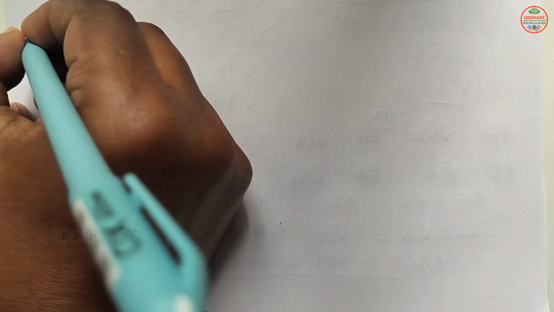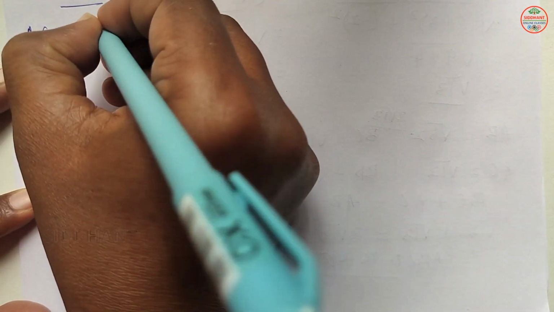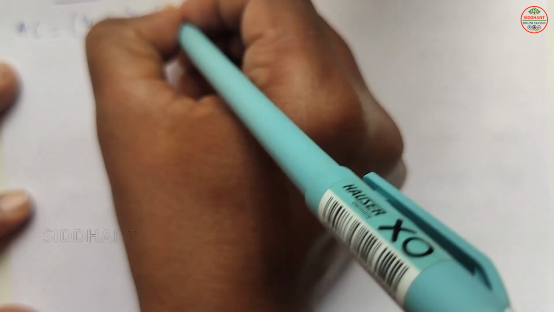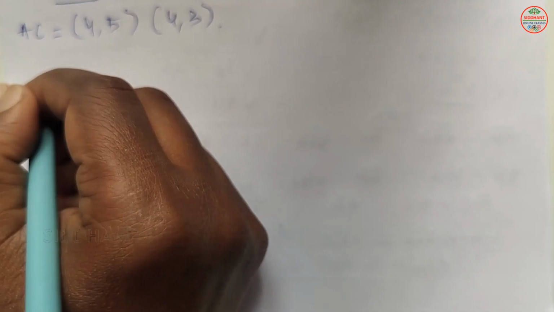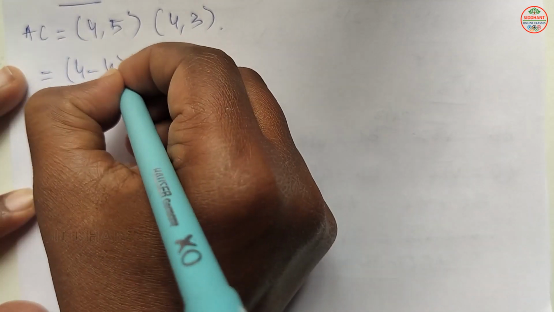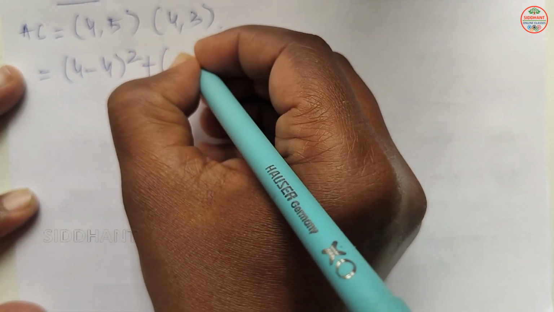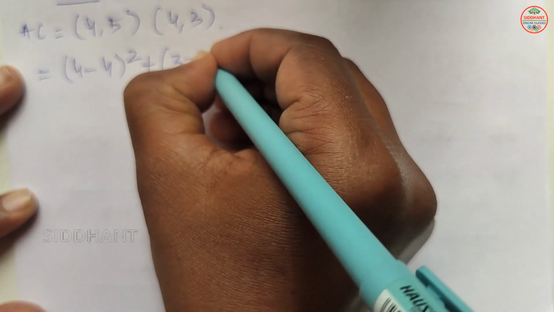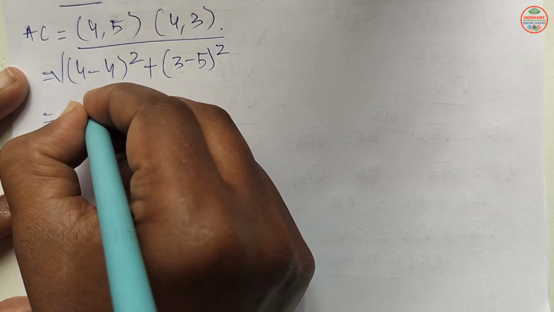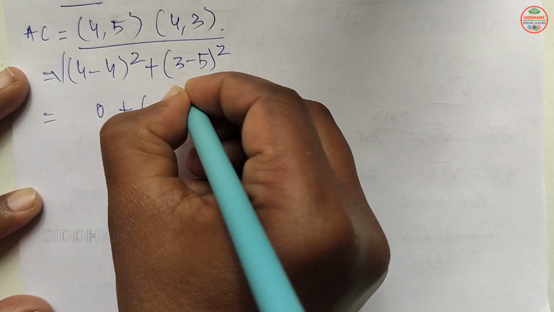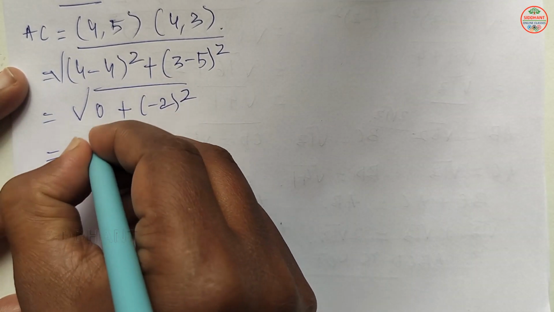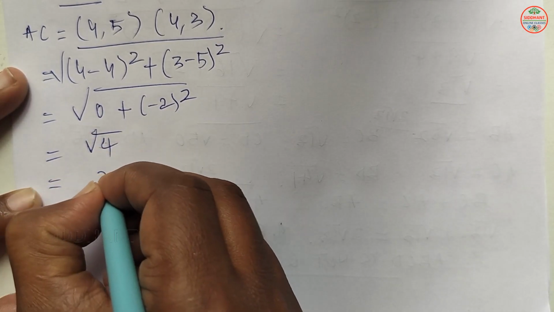Now diagonals we will see. AC, which is 4 comma 5 and 4 comma 3. So that will be x2 minus x1, 4 minus 4, and y2 minus y1, 3 minus 5. So 0 plus minus 2 whole square. So minus 2 whole square, 4 will come. So root 4 will be 2.